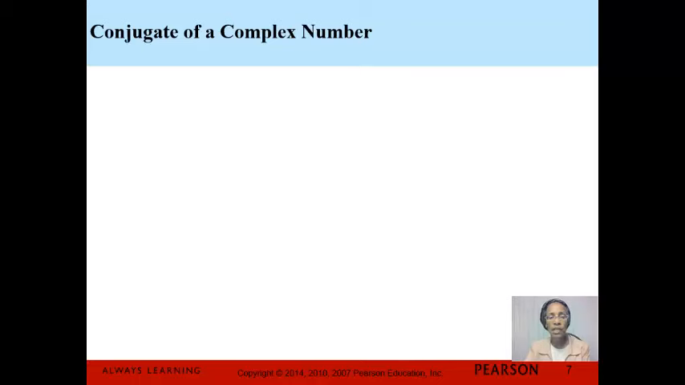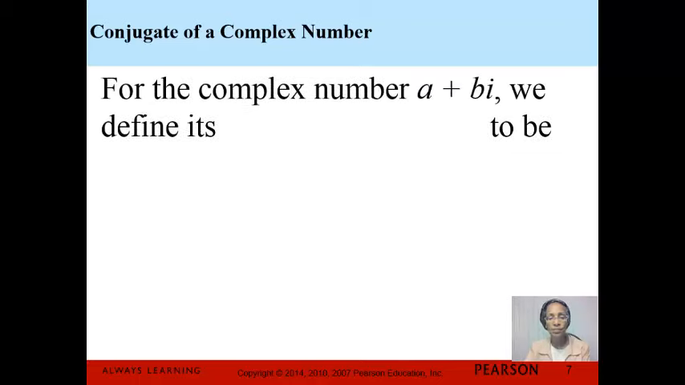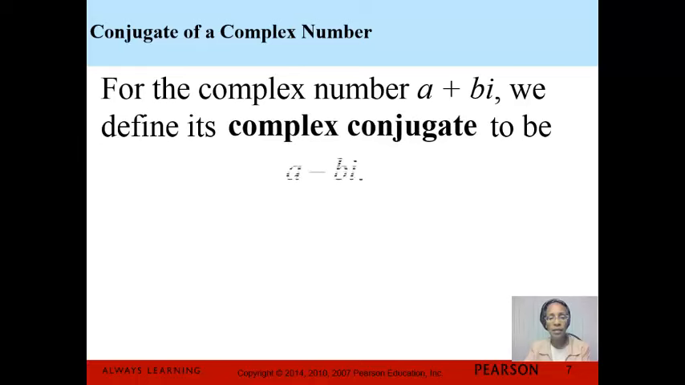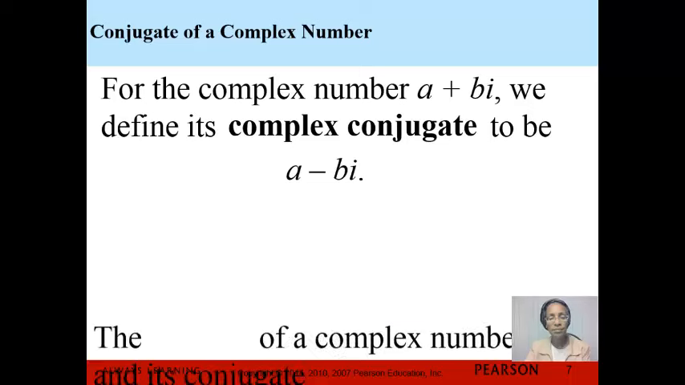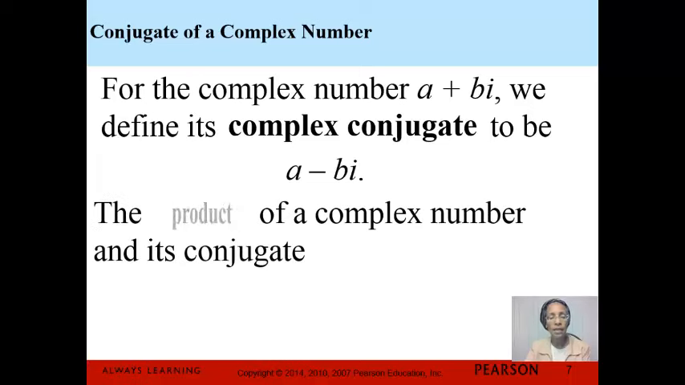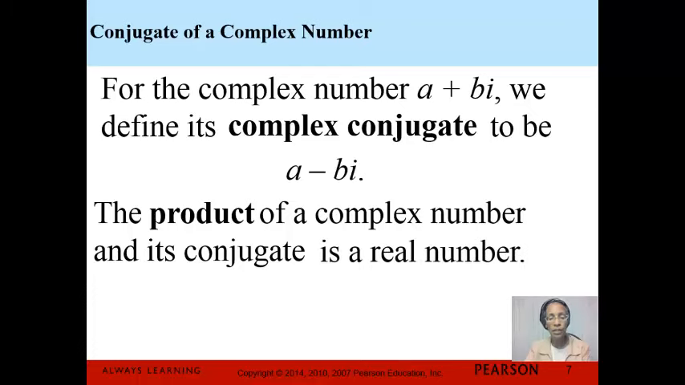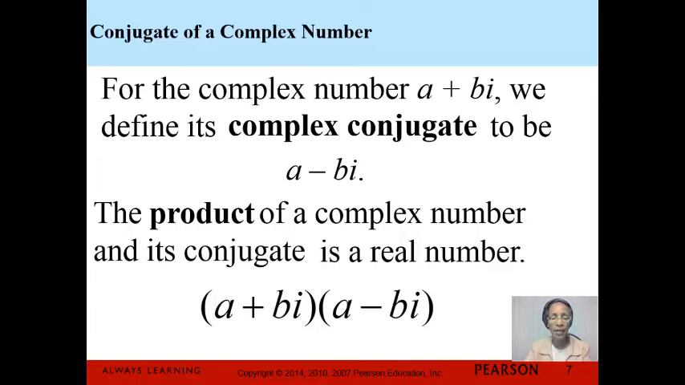Our next topic is the conjugate of a complex number. For the complex number a plus bi, we define its complex conjugate to be a minus bi. The product of a complex number and its conjugate is a real number. So a plus bi times a minus bi is always a real number. There's an accompanying video to give more information about that.